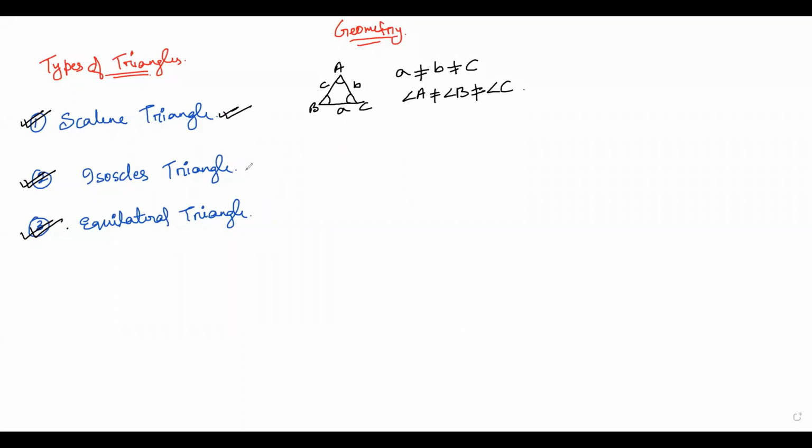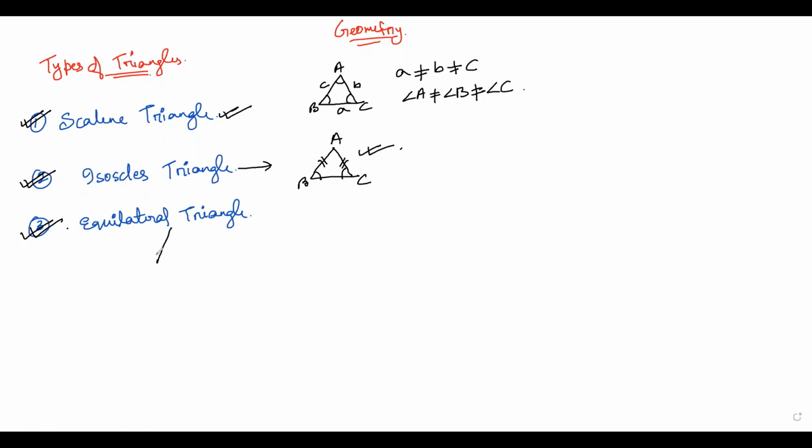A triangle is said to be an isosceles triangle if any two sides are of the same length or any two angles are of the same measure. For example, if ABC is a triangle such that the length of the side AB is equal to the length of the side AC, or angle B is equal to angle C, then this triangle is an isosceles triangle.